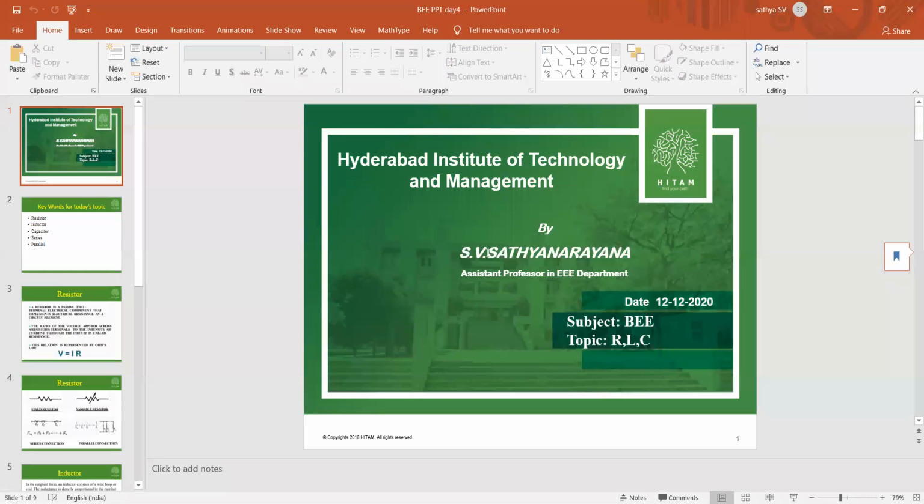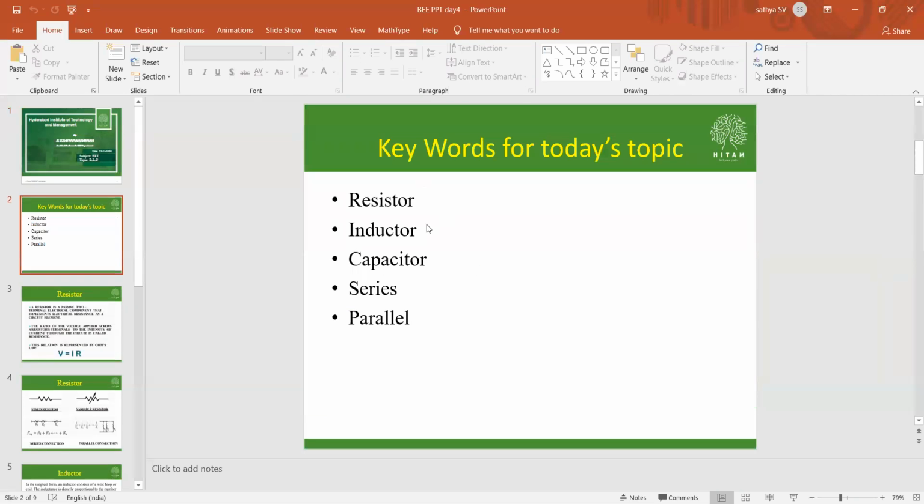Today we are moving on to our parameters of resistance, inductance, and capacitor. These are the keywords for today's topic. At the end of the session, you need to have full clarity on these five: resistor, inductor, capacitor, and the series combination and parallel combination of these three parameters. You should have learned all this earlier, but I'm going to brush up on these things.